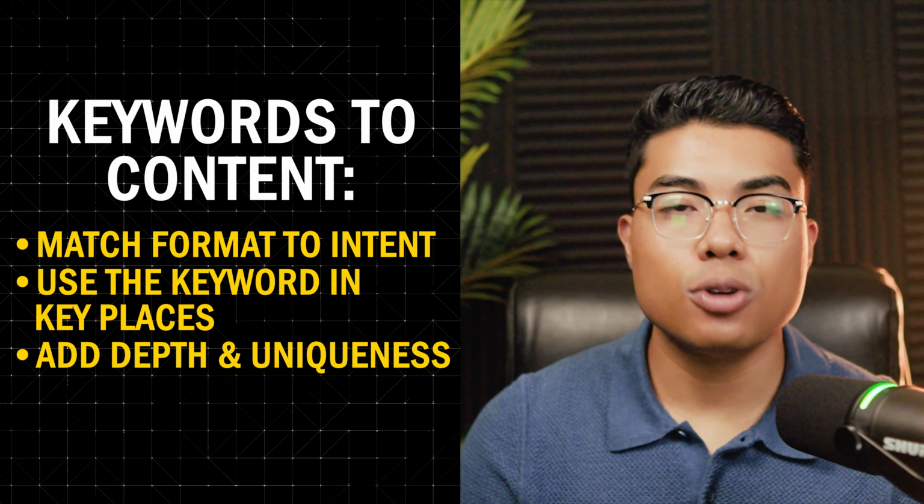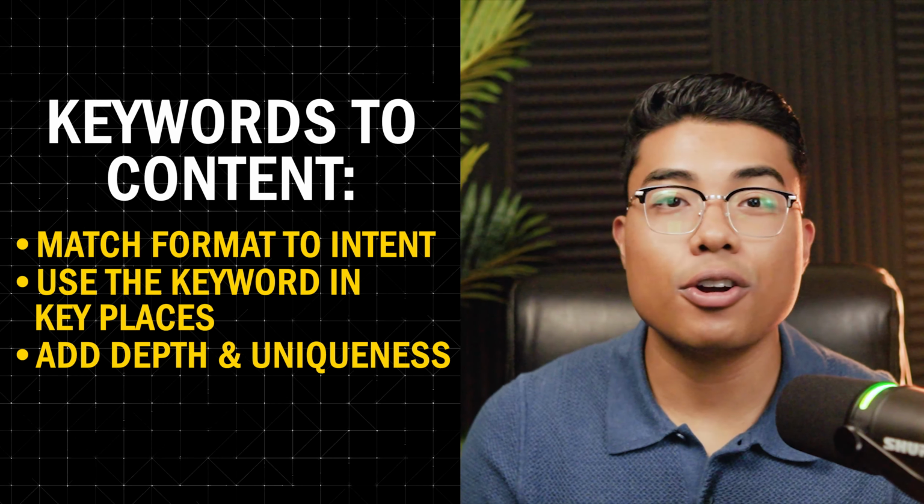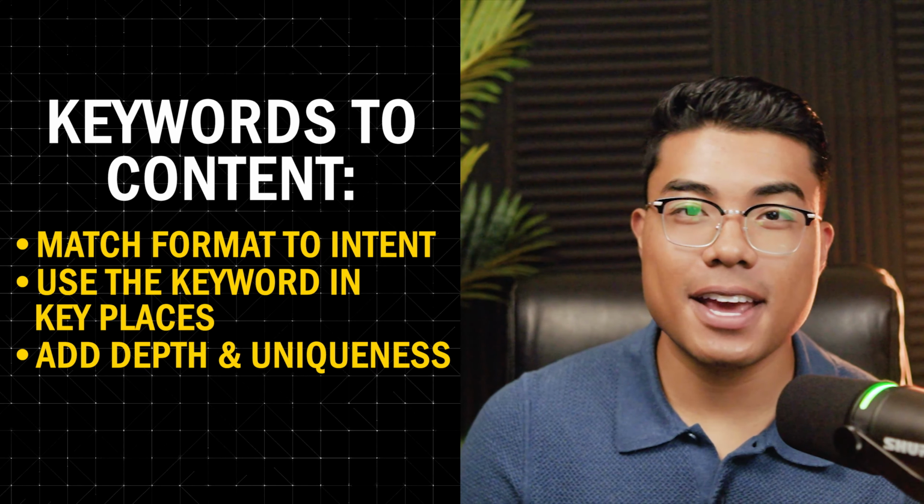Number three is add depth and uniqueness. Google's getting way smarter, so don't just write a shallow answer. Add personal insights, data, examples, or unique angles. That's how you outrank generic AI content.